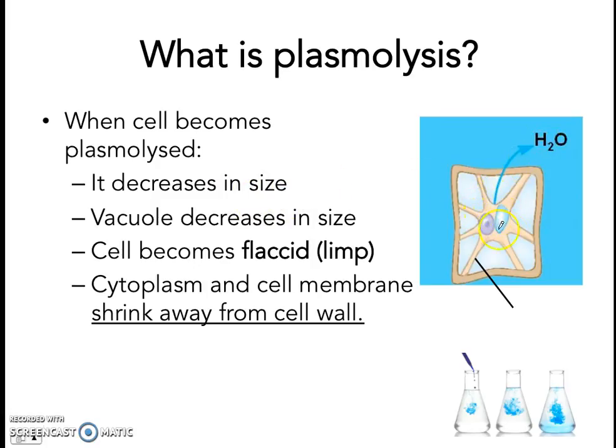You can see that the vacuole here has really decreased in size. The cell becomes flaccid, very limp and soft, not firm. And the cytoplasm and the cell membrane shrink away from the cell wall. This is very distinct. You see this line here? This is the cell membrane. And the orangey part inside is the cytoplasm. So the cell membrane, which is usually very closely associated with the cell wall, has actually shrunk away and detached itself. That's what happens when a cell becomes plasmolyzed.